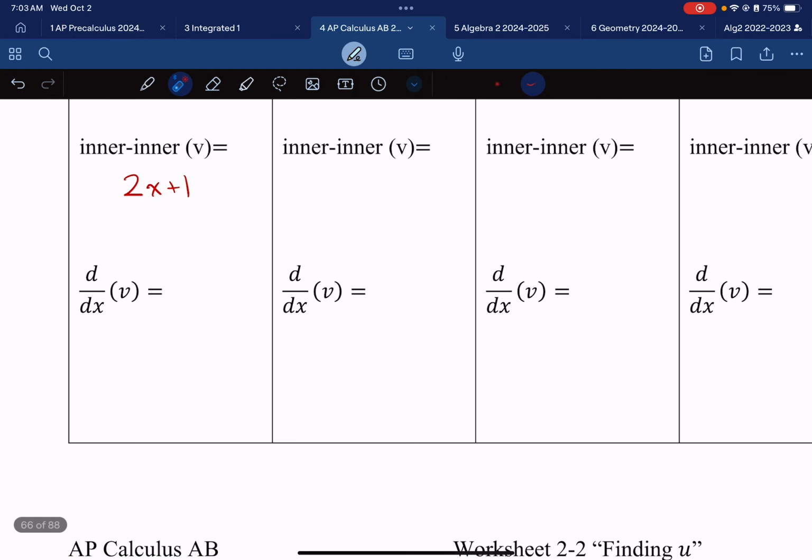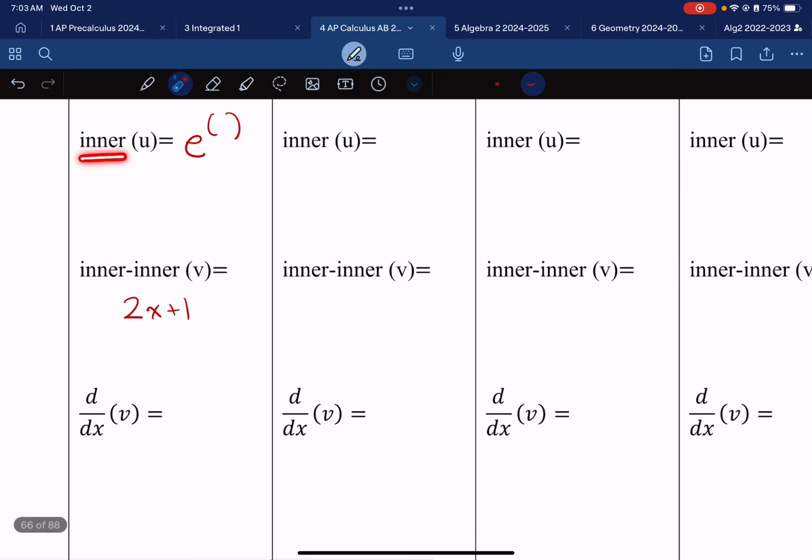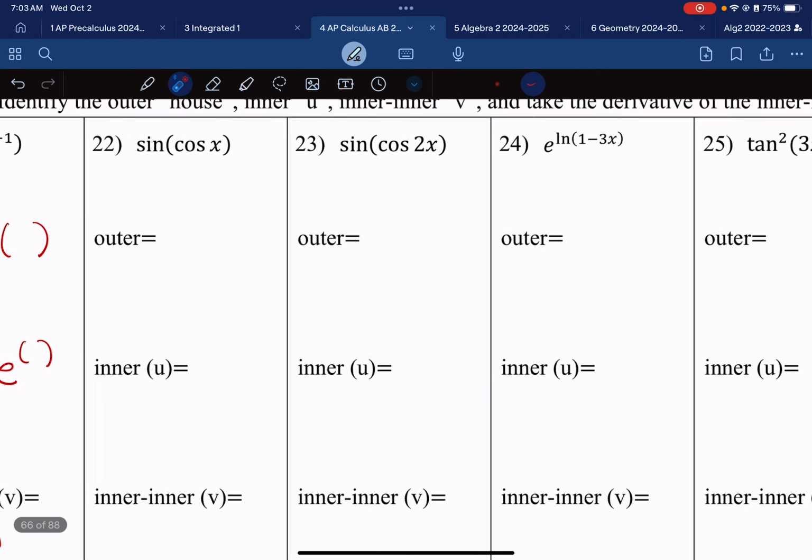So if I call the derivative of the inner the dinner, the derivative of the inner is the dinner. Or some people, I don't think we should call this the dinner because I'm not taking the derivative twice. It's the derivative of the inner, so it's the dinner. So the dinner is going to be 2 because the derivative of 2x is 2, the derivative of 1 is 0. You're used to that by now. I'm going to stop explaining it.